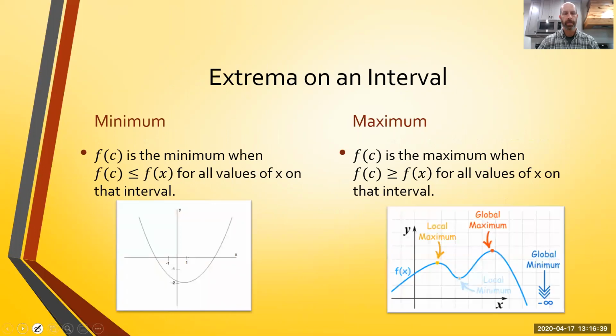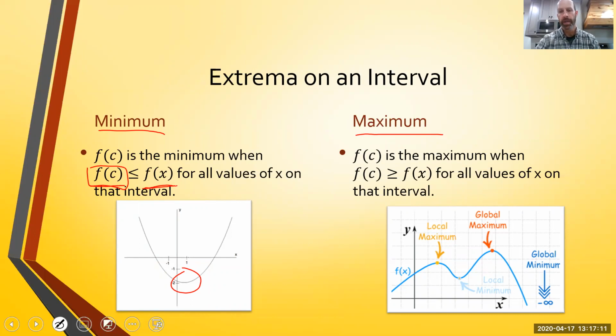Extrema on an interval. We have relative extrema that are called mins, and we have relative extrema that are called maxes. Now this right here is obviously a min, and in this case it's actually what we call a global min, or the minimum, period. This is basically where the value of the function, that's what f of c means, is less than or equal to all of the other values of the function.